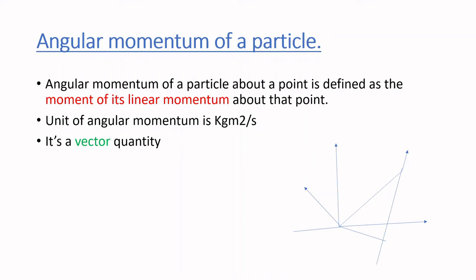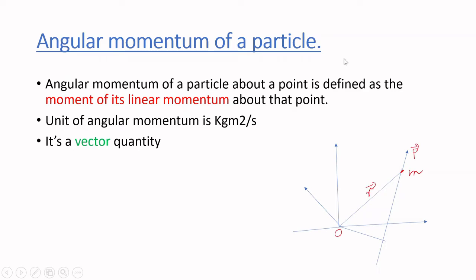Hello students, in today's video we will discuss the angular momentum of a particle. Angular momentum of a particle about a point is defined as the moment of its linear momentum. The unit of angular momentum is kilogram meter squared per second. It's a vector quantity. Just as the moment of force, or torque, is the rotational analog of force, angular momentum is the rotational analog of linear momentum.